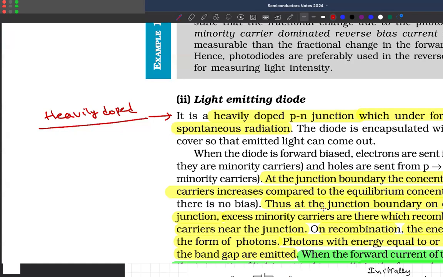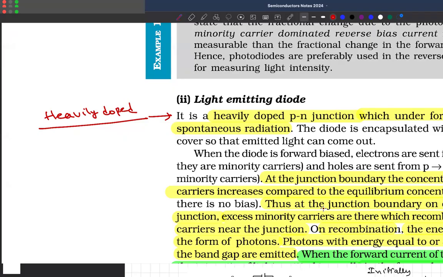If a hole is filled with an electron, then what happens? An equivalent energy of a photon is given out. That energy is equal to the energy gap. This is the working principle of a light emitting diode.